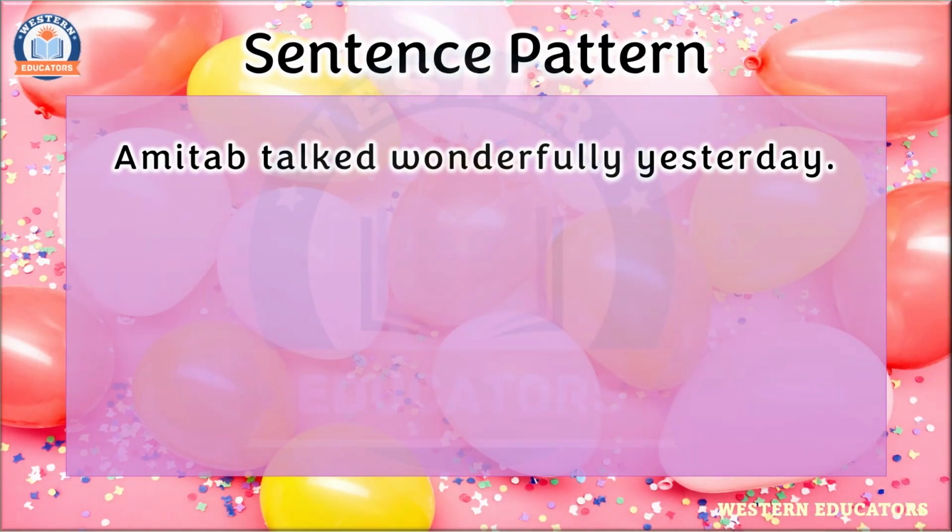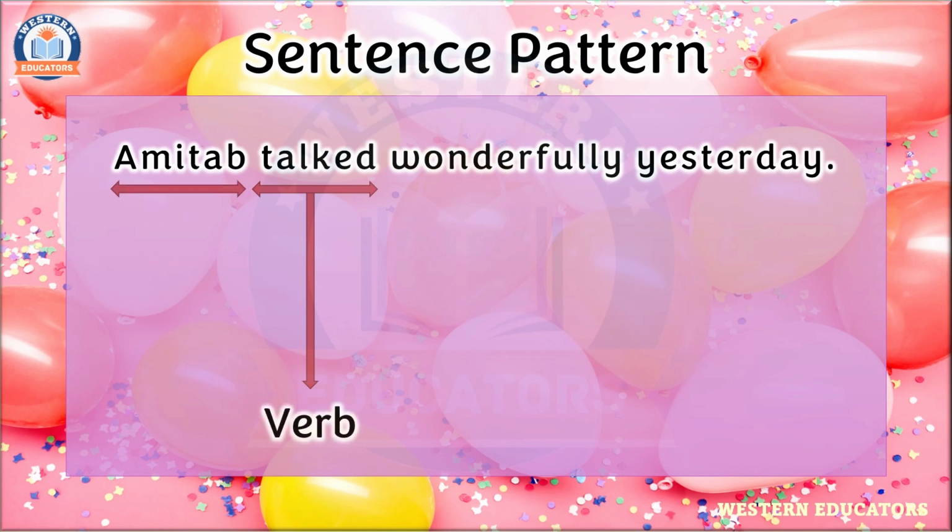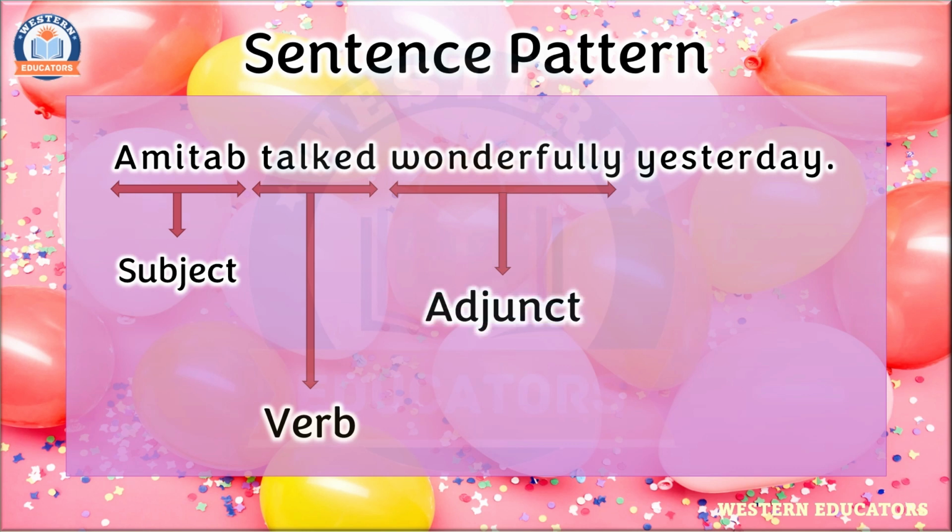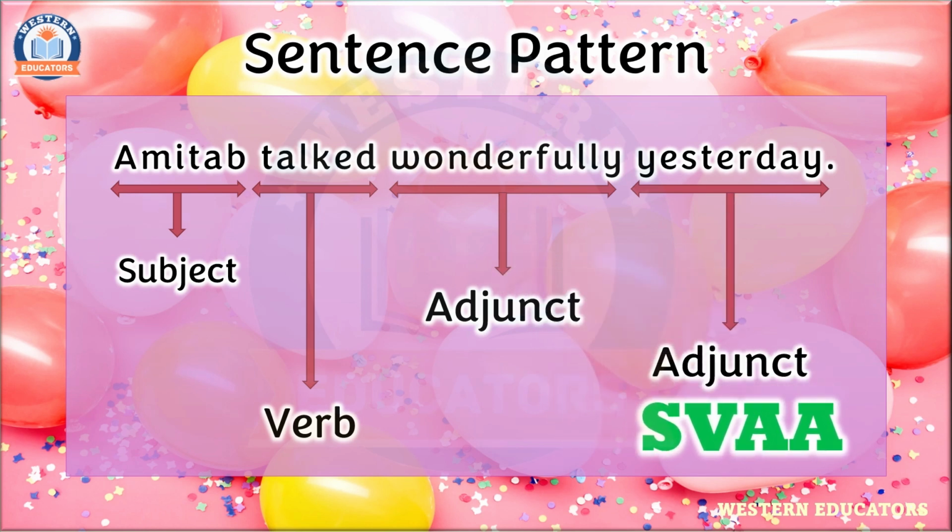Amitabh talked wonderfully yesterday. So here, what is the verb of the sentence? Talked is the verb of the sentence. And who talked? Amitabh. So he has become the subject of the sentence. So Amitabh talked. See, you cannot find any other thing or person here. So it is all about information. Wonderfully, how he talked wonderfully. So that word wonderfully has become an adjunct. And when did he talk? It is also about the verb. So it is also an adjunct. So the pattern is SVAA.